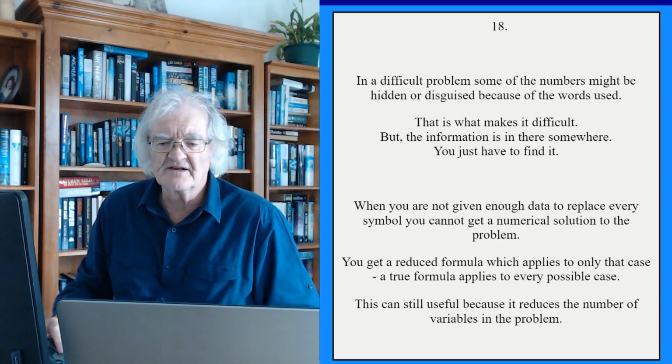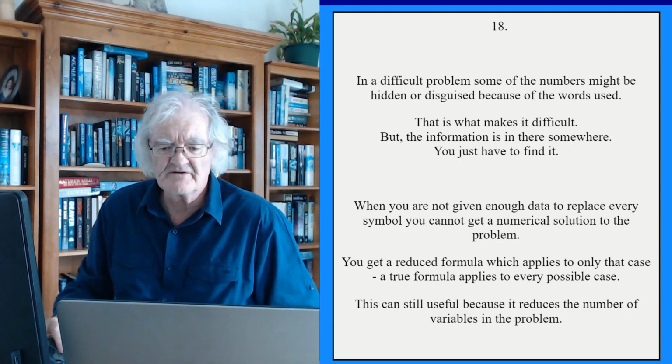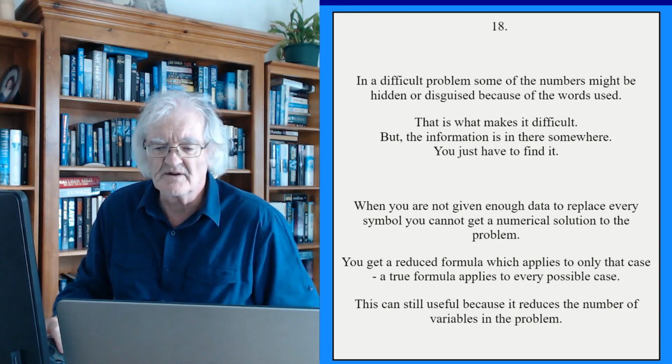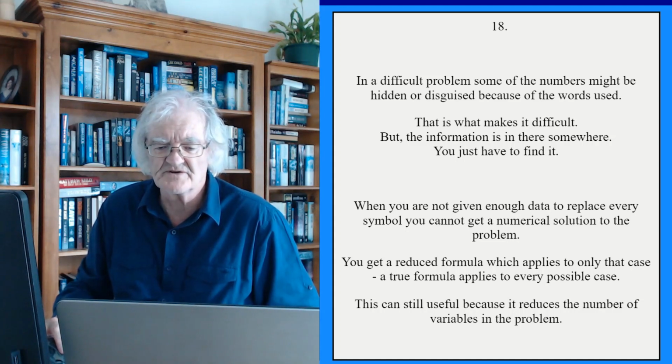When you're not given enough data to replace every symbol, you cannot get a numerical solution to the problem. You get a reduced formula which applies only in that case. A true formula applies to every possible case. This can still be useful because it reduces the number of variables in the problem.